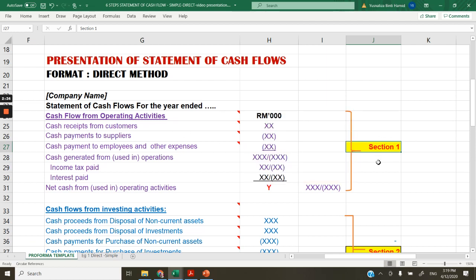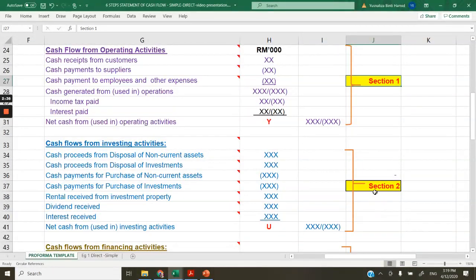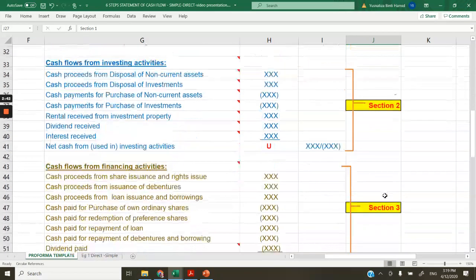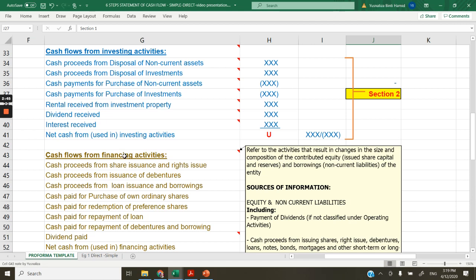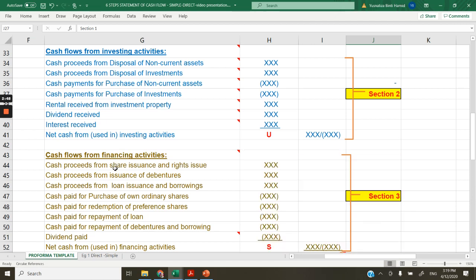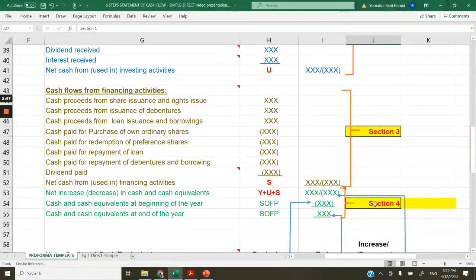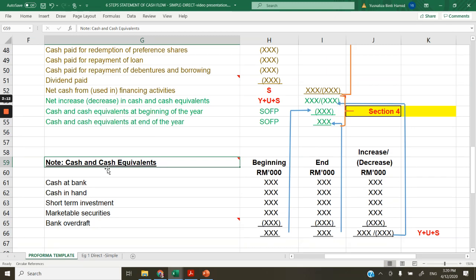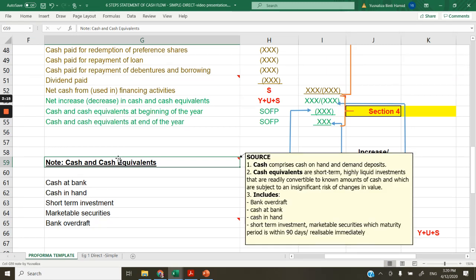I put this yellow here. The second part is section 2, which will be discussing the presentation under investing activities. Section 3 will be discussing the presentation under financing activities and what are those examples that can be included in this so-called cash flow template that I've prepared. And the last section is the important section, which is the section on the cash and cash equivalent. At the bottom of the last section, there is a schedule, the cash and cash equivalent schedule, that is normally prepared to accompany the cash flow statement.